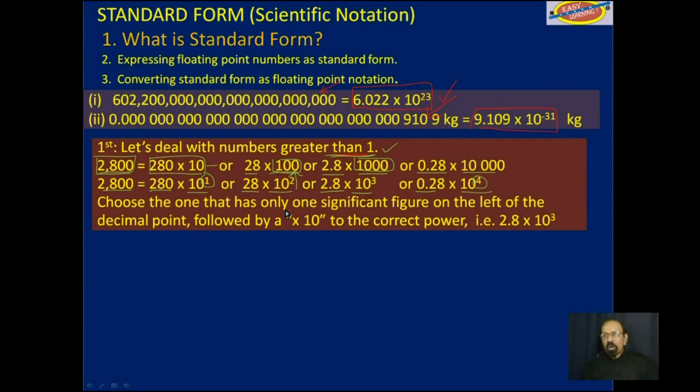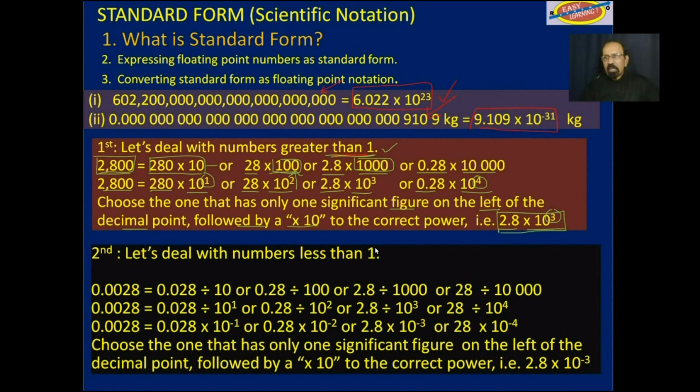Now we will choose the one that has only one significant figure on the left of the decimal point, followed by a times 10, and then you have a power to it. So which of these follow that pattern? 2.8 times 10 to the third. Now, remember that because this is the format that the scientific notation is written in.